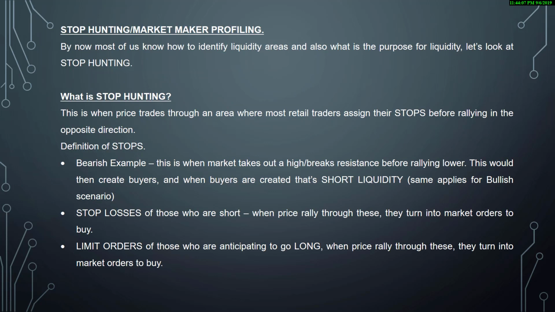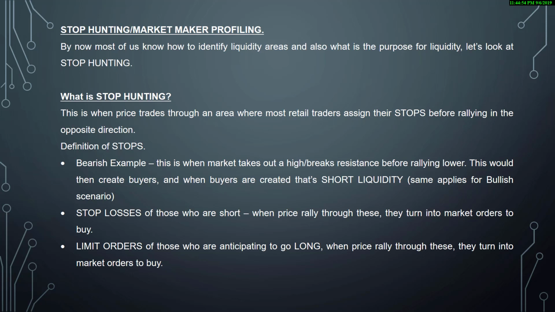Okay, let's go to the next slide. Stop hunting or market maker profiling. By now, most of you guys know how to identify liquidity areas. Remember the areas I've just mentioned on the previous slide, and also what is the purpose of liquidity. You see why the institutions require liquidity. Let's take a look at dealer spikes, stop hunting. What is stop hunting? This is when price trades through an area where most retail traders assign their stops before rallying in the opposite direction, right?